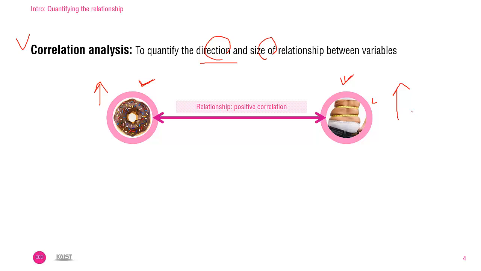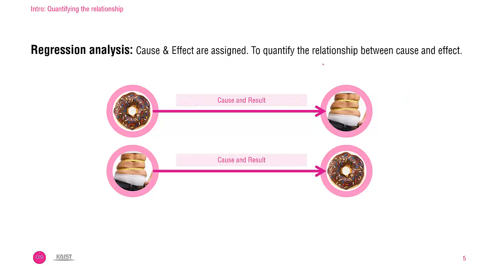The size of a relationship means how powerful the relationship is. Basically, it is the concept of effect size. The effect size is what we learned in the t-test and also the ANOVA test. Of course, the way to calculate the effect size for correlation analysis is different from the previous tests. Once you have checked that there exists a correlation between two variables such as donuts and gained weight, you can go further toward the regression analysis.